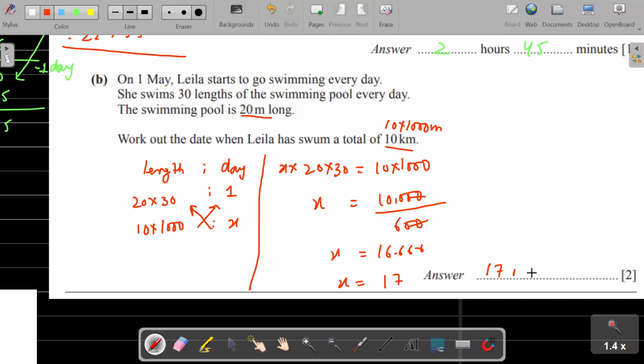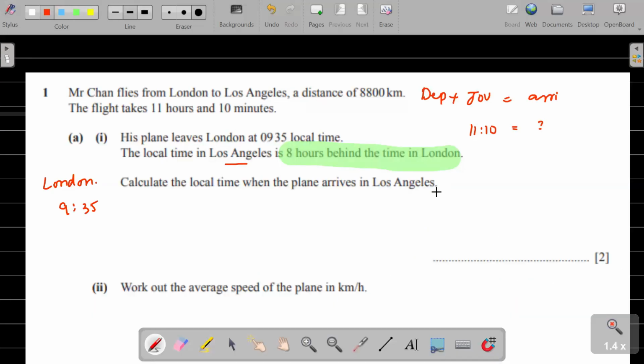So till 17th of May, she will be able to complete the target of 10 kilometers. Los Angeles is 8 hours behind the time in London. Like London is ahead and Los Angeles is 8 hours behind. Okay, so I need to subtract 8 hours from it. This is my hour section, this is my minute section, and I will be able to calculate the time for Los Angeles.